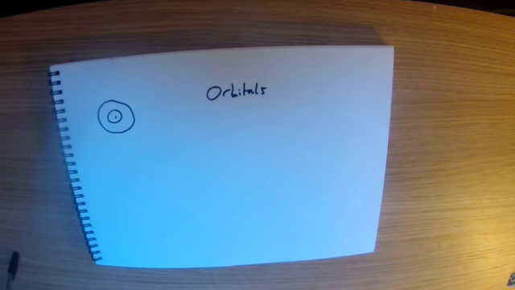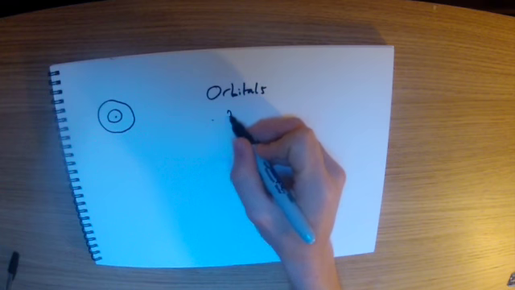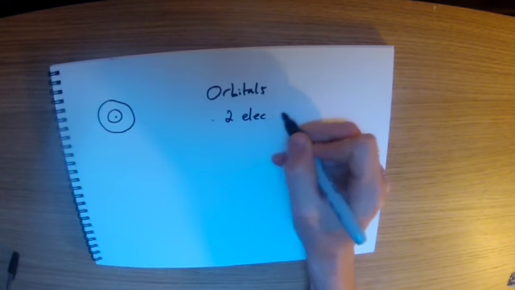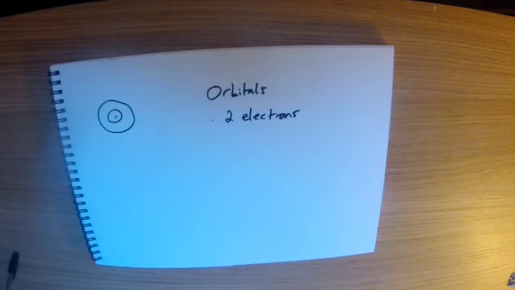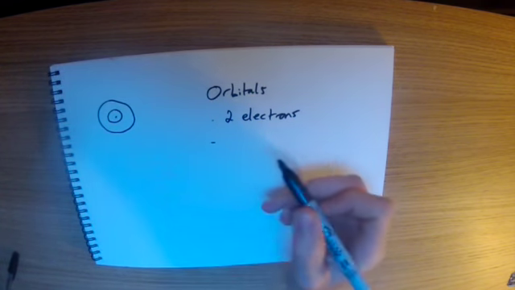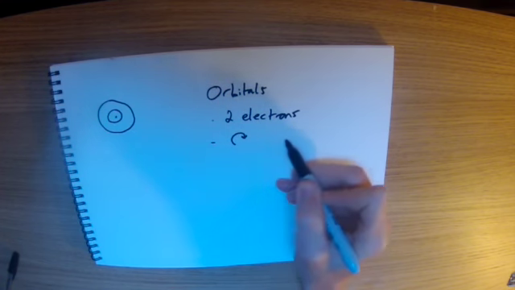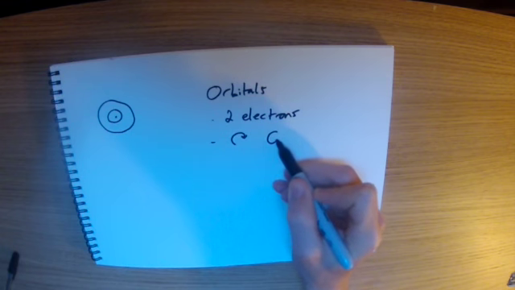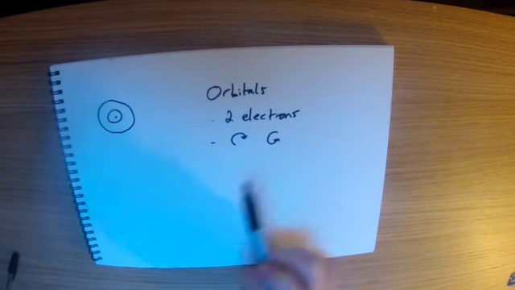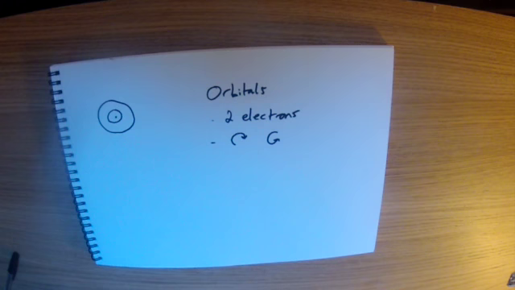Now, in each orbital there can only be 2 electrons. Because electrons have the same charge, they're negatively charged, in order for there to be 2 electrons in an orbital, there needs to be opposite spin. So one is spinning clockwise, like this, and one is spinning anti-clockwise. This spin means that these electrons can exist within the orbital together.